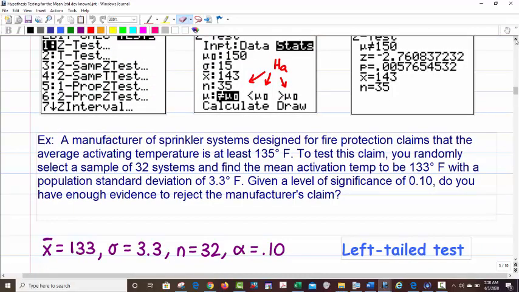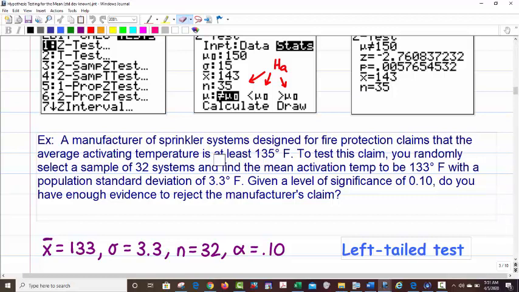All right. Sprinkler systems: the fire protection company claims the average activating temperature is at least 135. To test this claim, you select 32 systems. The average activation temperature is 133 Fahrenheit with a population standard deviation of 3.3 Fahrenheit. Given a level of significance of 0.10, do you have enough evidence to reject the manufacturer's claim?